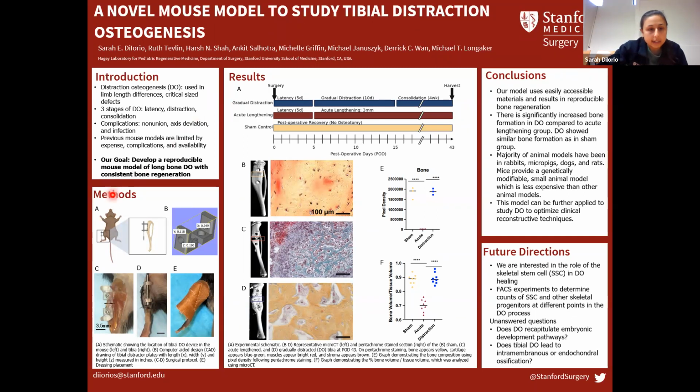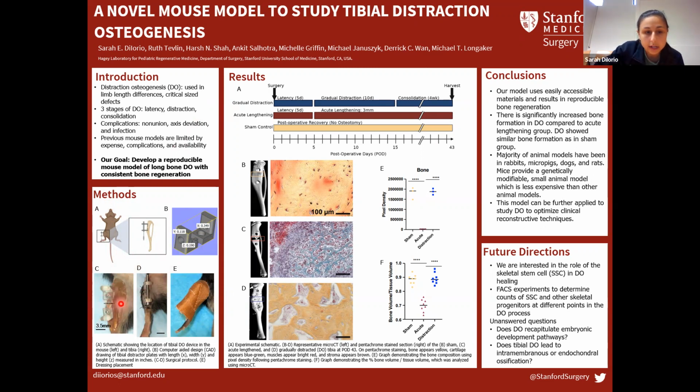Moving into methods, here's a schematic basically showing where the device will go on the leg. It's on the right tibia of the mouse. This is the device that we used. It's a 3D printed plastic, two different plates that, as you can see here in our abbreviated surgical protocol, are installed into the tibia with two small screws.